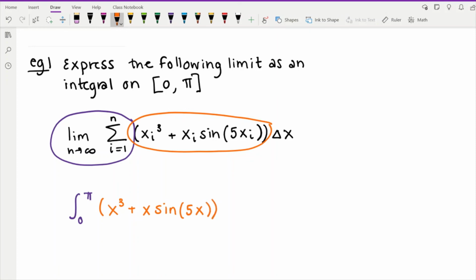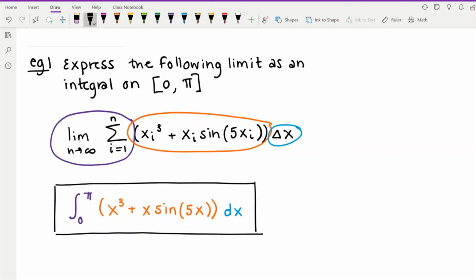And then the last part, as we talked about, is how this delta x, that was the width of the rectangle, becomes dx to represent the fact that now we have these very, very tiny, infinitesimally thin rectangles that we're adding up. So that's it. Kind of a complicated looking question, but really not that difficult to answer. It's just being able to identify the different parts of the limit and translate them into the integral.